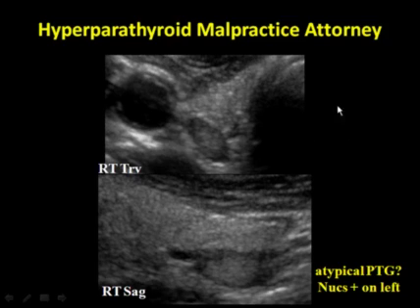So I'm going to leave you with this case of a hyperparathyroid malpractice attorney in whom we were looking for a parathyroid adenoma.